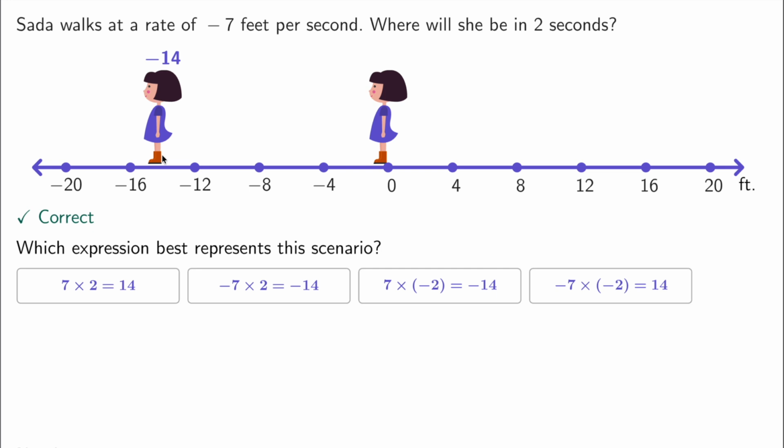I hope you all did it correctly. Now let's check which is the correct option. It's minus 7 feet per second and time is after 2 seconds. After 2 seconds means it is plus 2. So it's minus 7 into plus 2 will give you minus 14. And that's a negative number into a positive number gives you a negative number.